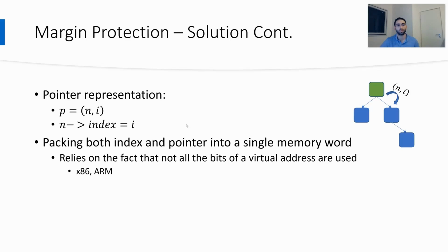We rely on the fact that common architectures such as x86 and ARM use only 48 bits of virtual address space. The other bits are reserved and they can be used for packing the index. The final pointer representation in MP is a pair, consisting of the node's address and its index. This representation allows protecting a node correctly before accessing it.